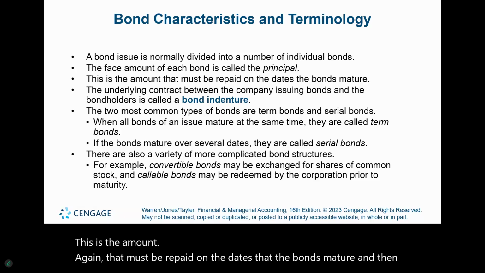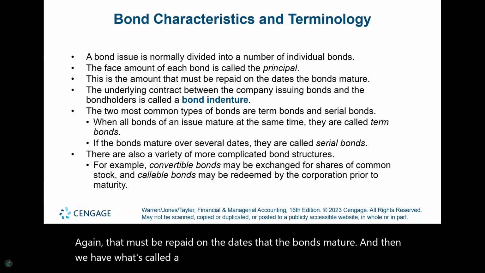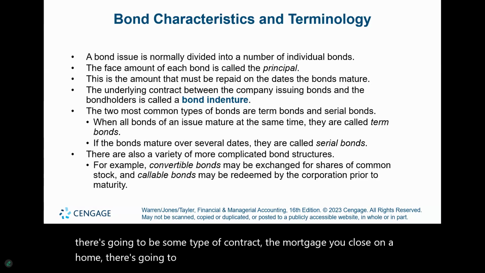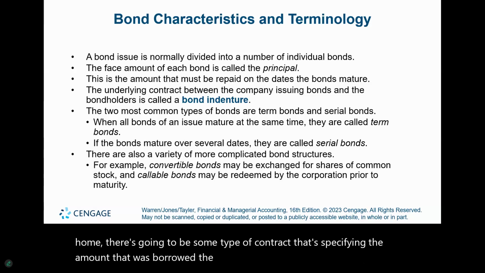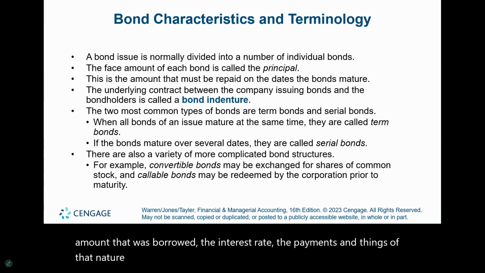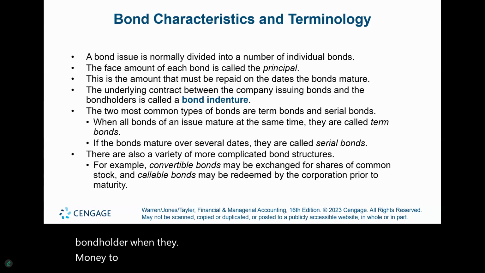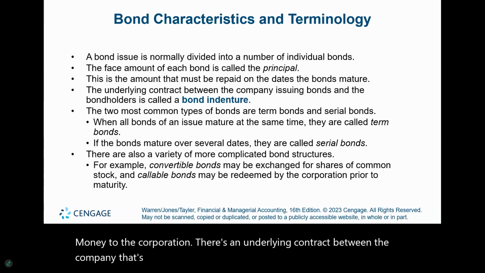And then we have what's called a bond indenture. So if you get that car loan, there's going to be some type of contract. The mortgage, you close on a home, there's going to be some type of contract specifying the amount that was borrowed, the interest rate, the payments, and things of that nature. Because if not, who's to say that this individual really did borrow this money to purchase this asset? In the same way, for a bondholder, when they are lending money to the corporation, there's an underlying contract between the company that's issuing the bonds, borrowing the money, and the bondholder, and that is called the bond indenture.